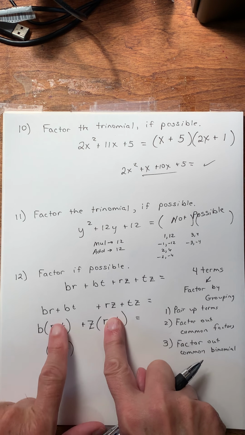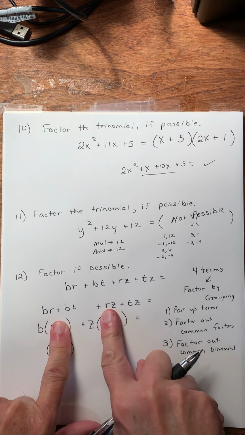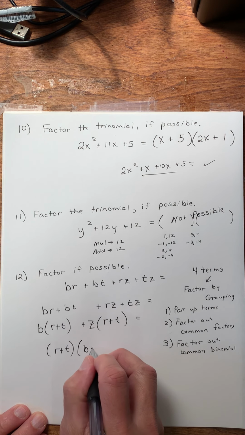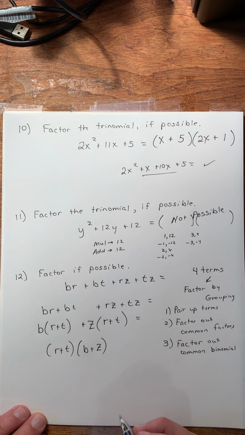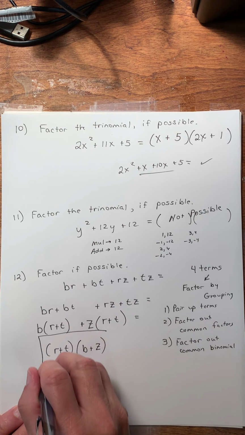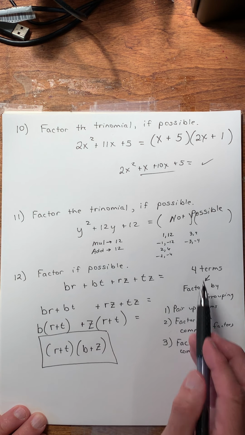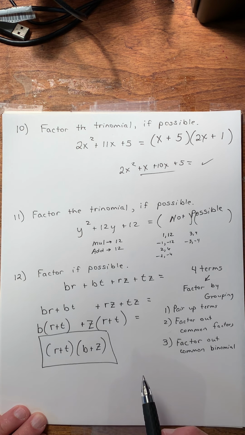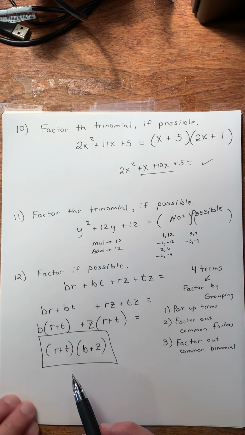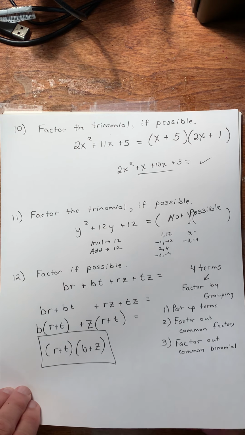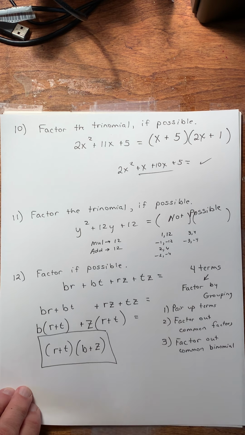Make sure it's in parentheses. When I factor out R plus T, what's left? Why, B plus Z. There it is. And put the B plus Z in parentheses too. So you will get a binomial times a binomial when you factor by grouping. And make sure you put the parentheses there. If you don't put the parentheses, you're not multiplying a binomial times a binomial. All right, once again, 4 terms, factor by grouping.